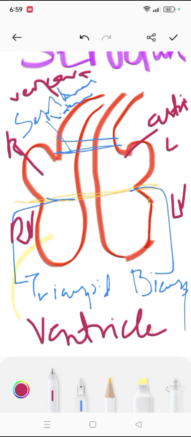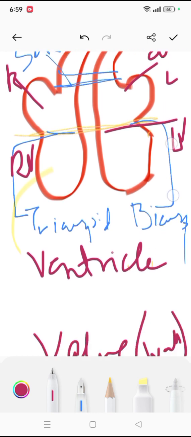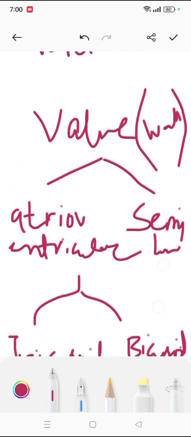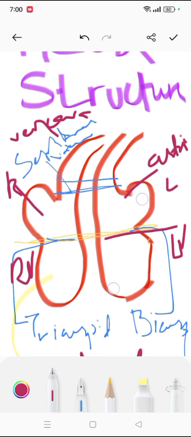And yes, this bicuspid valve has another name too. Let me write it here. The bicuspid valve is also called the mitral valve. This can be an MCQ too. This is the mitral valve. Okay, I'm sure this has created a mess, but I will wind up.